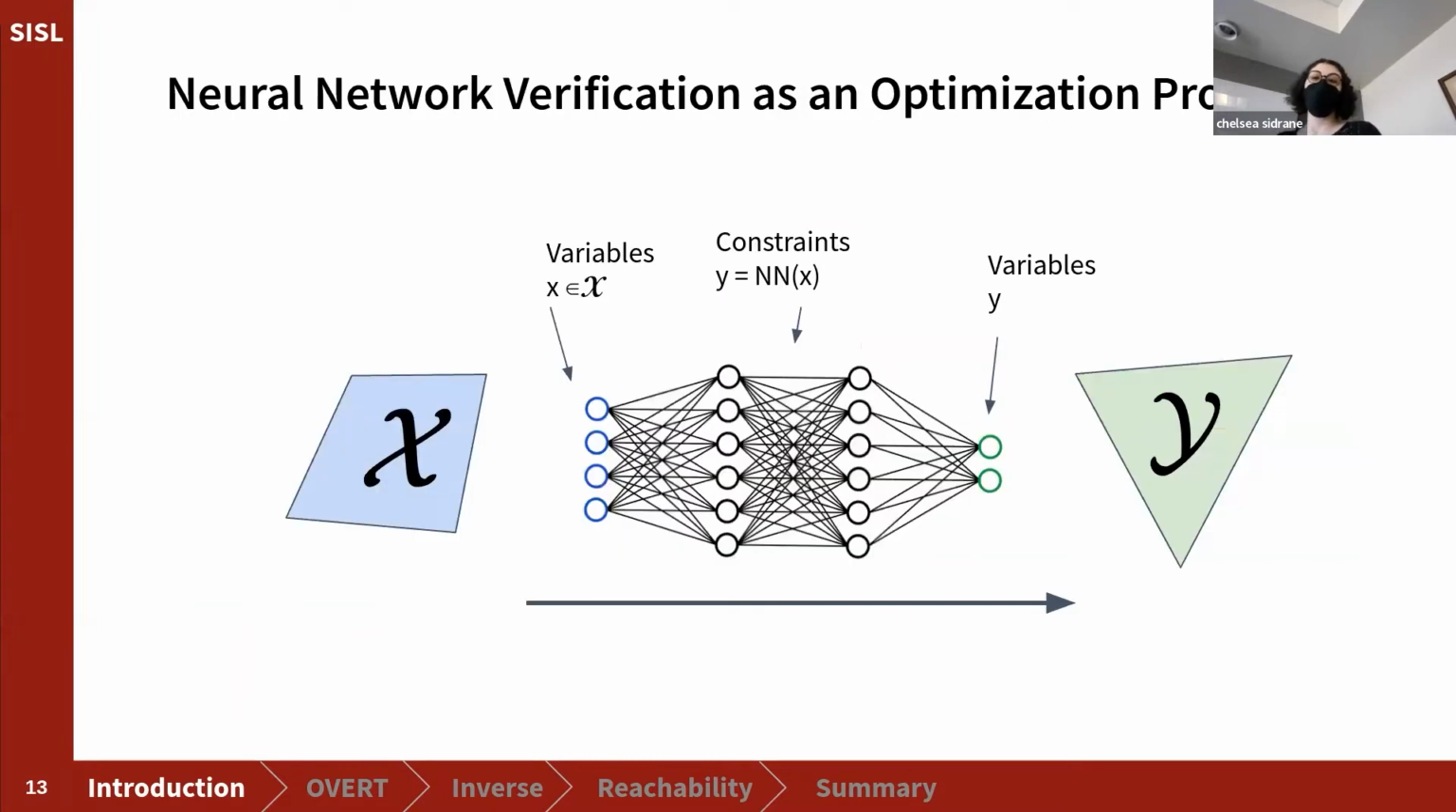Using mixed integer linear programming for verification works like this. So we start with a fully trained network. And then we define variables representing the inputs and the outputs of the network. Then we encode the weights and biases of the network into constraints in the optimization problem relating the input and output variables. And then we search within this initial set X. We vary the input variables until we find a point in output space where the specification is violated.